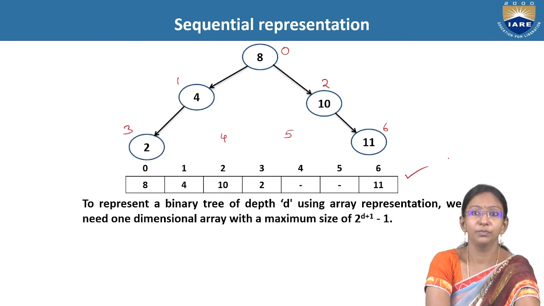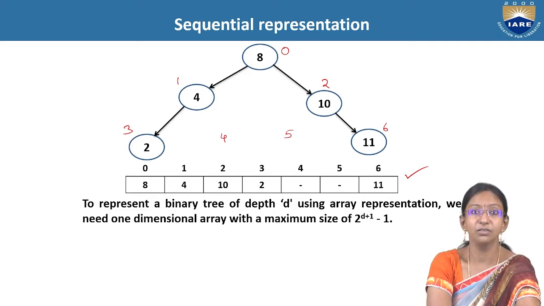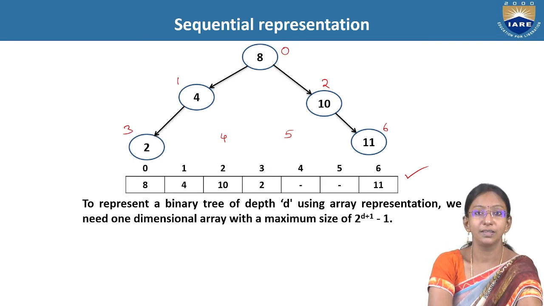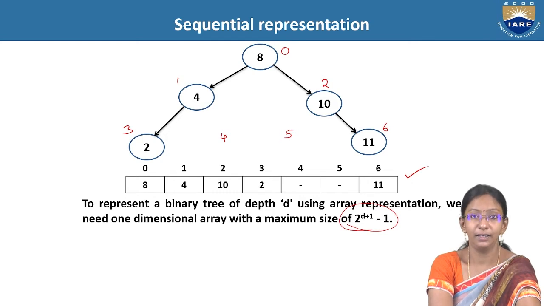So, before inserting the data values of a tree in an array to store, we need to give the size of the array. The size of the array will be 2 power (d plus 1) minus 1, where d is the depth of the tree. That is the maximum size required by a binary tree of depth d. Okay, this is how we can store the binary tree data in an array.